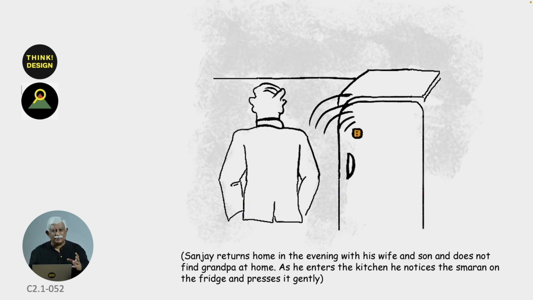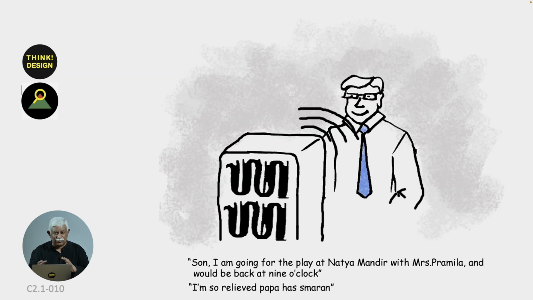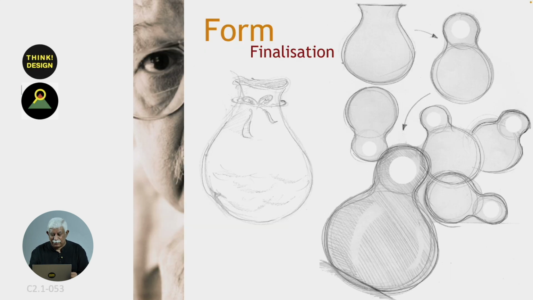So, when his son Sanjay returns in the evening, he finds the Smaran docked onto the fridge, with a message saying he is going to be late. So, he is not worried at all. He is so relieved Papa has the Smaran. Okay. So, that is the simple scenario.